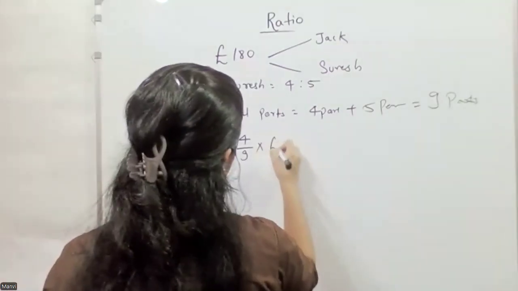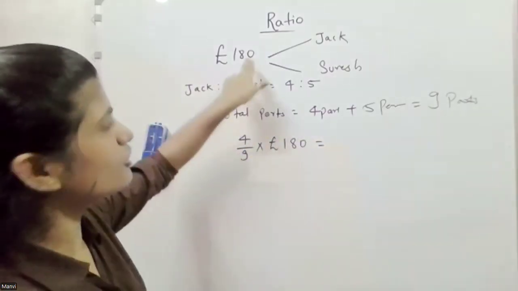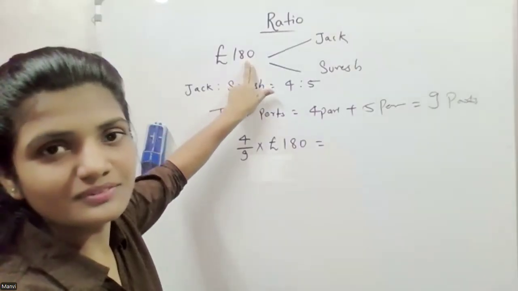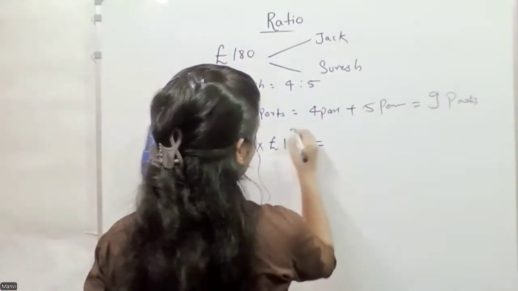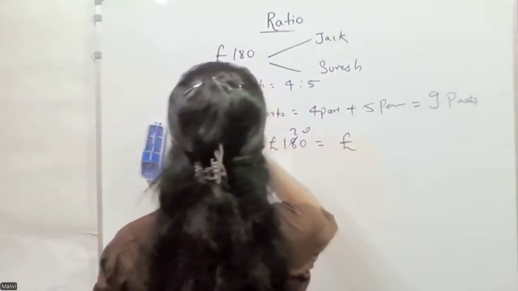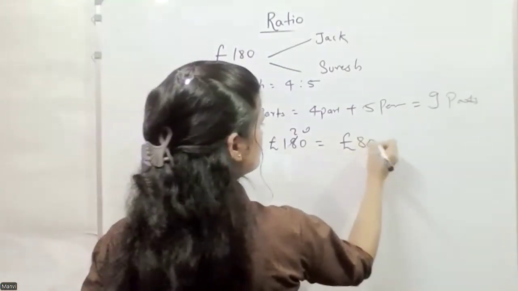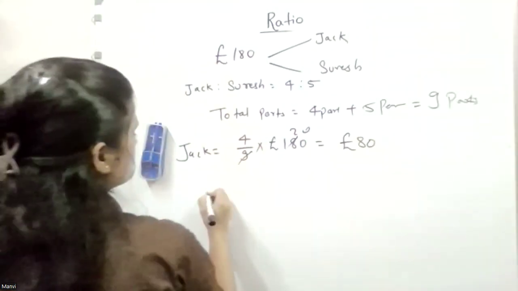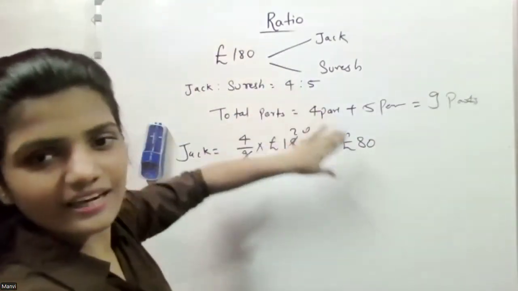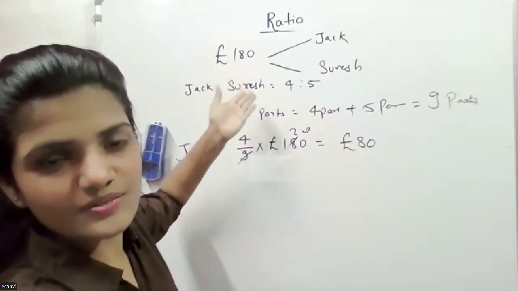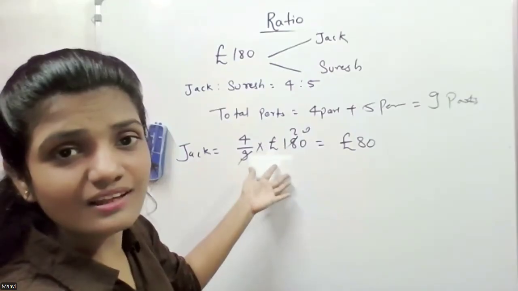And Suresh will get, the simplest way, just subtract 80 pounds from this 180 pounds. That will be 100. So Jack will get 80 pounds. Total we have 180, right? Jack gets 80, so Suresh will get 100 pounds. We don't need to simplify this.